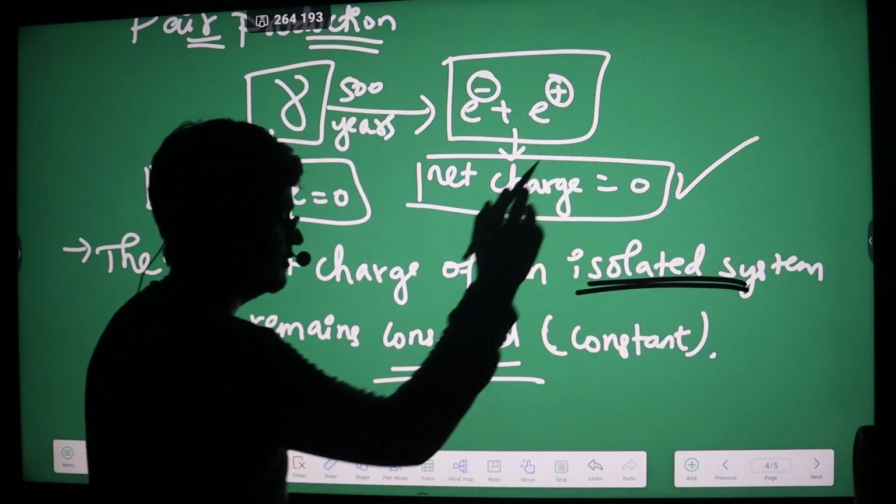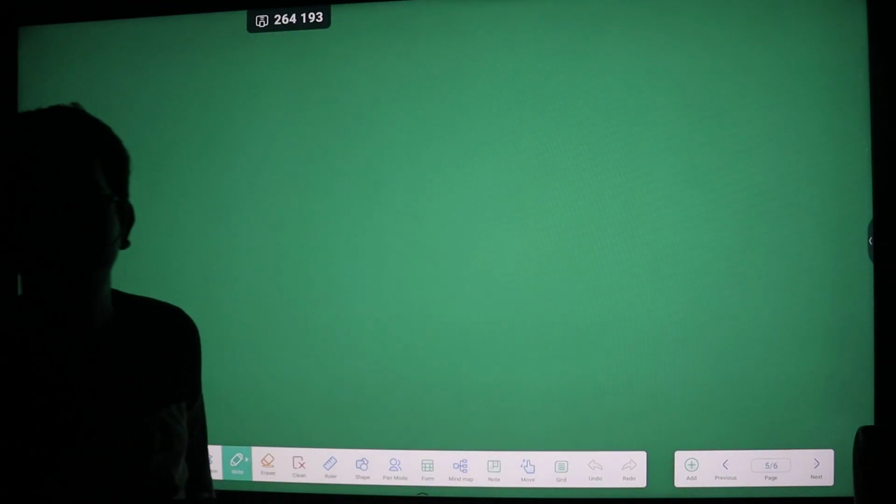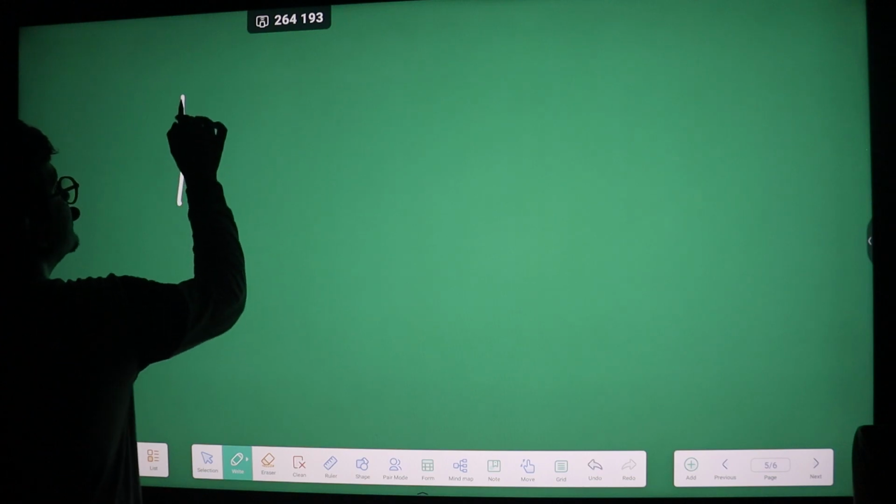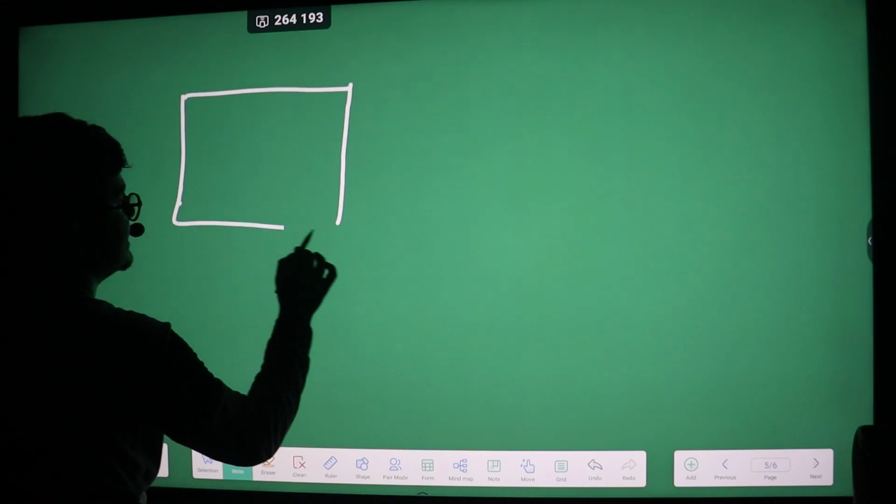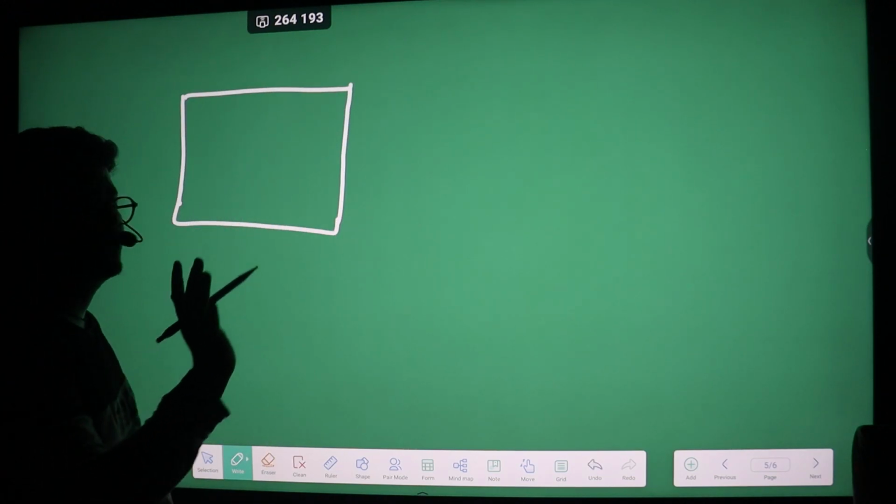Let us do a problem to get clarity here. For example, I'm having an isolated system here. This isolated system has three bodies.